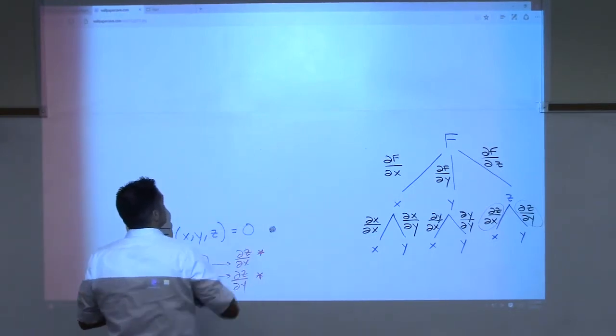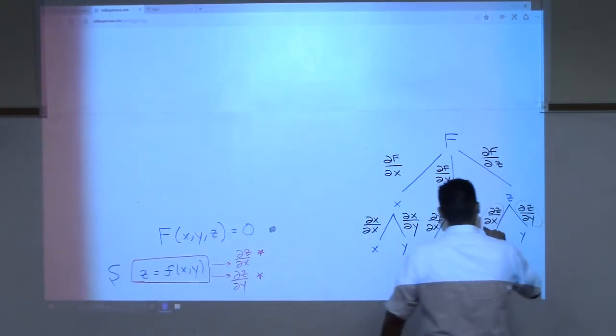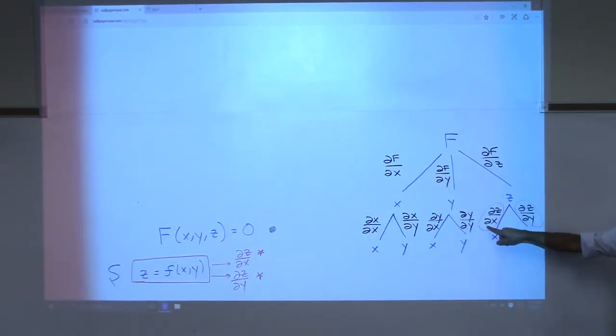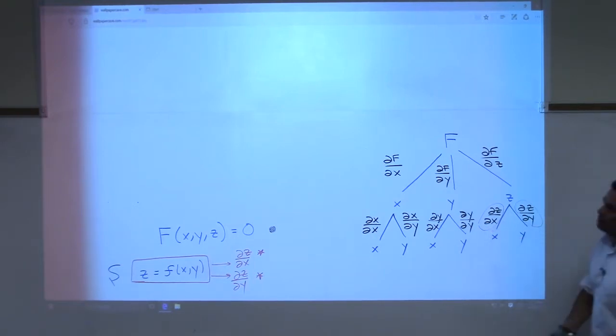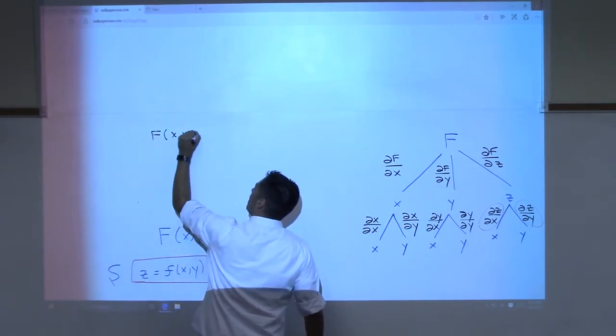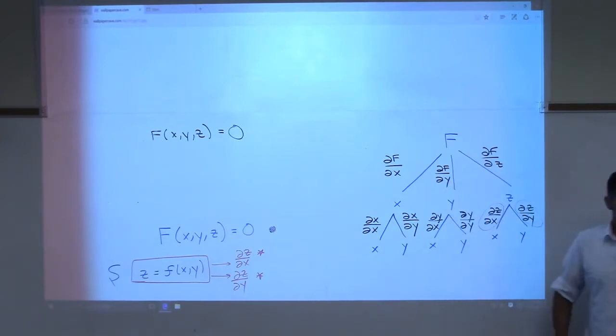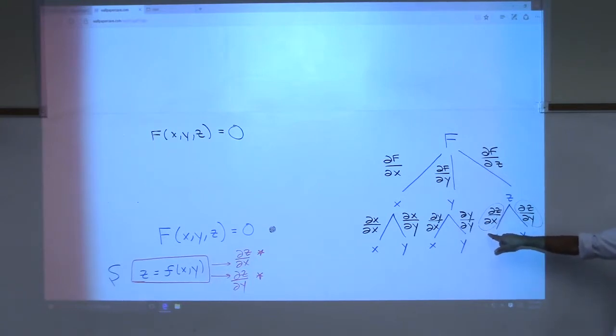What if I wanted to know, let's go after this one right here. What if I wanted to know what this one was? How could I come up with some equation, some formula that would have this in it? So remember what we started with. We started with capital F of X, Y, Z equals 0. Do you remember that? That's what we started with, and then we drew the tree from that. Here's our tree, and I'm interested in trying to find a formula for this.